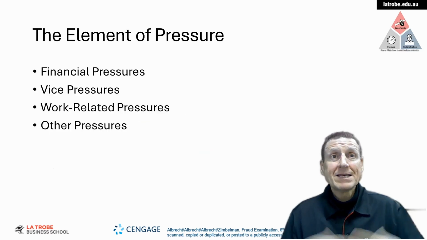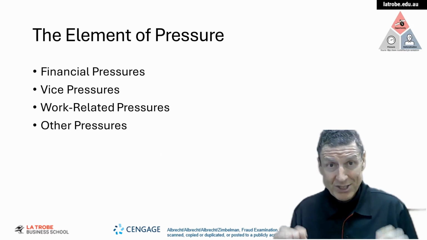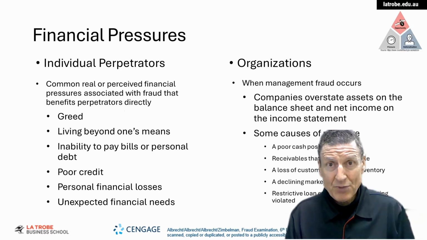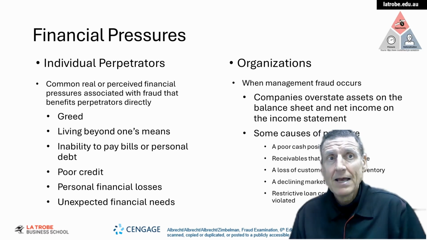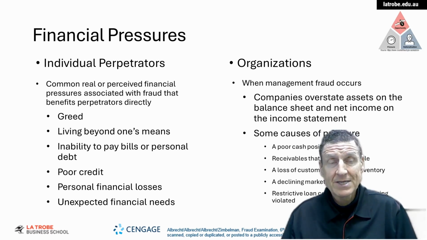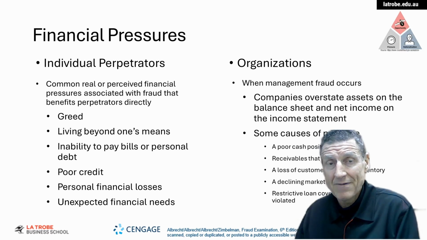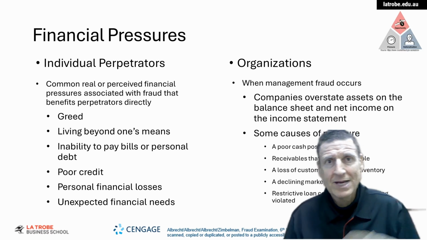Wow. All right. So let's have a look at the element of pressure. There are financial pressures, vice pressures, work-related pressures, and other pressures. And look at each of these in turn. Now, of course, financial pressures are very big because for the individual, it's obviously their greed or living beyond their own need, or they have poor credit, they had personal financial losses. Maybe we talk about vices later on, where through gambling they incur lots of debt, and then that affects their financial pressures. So vice is related to financial.